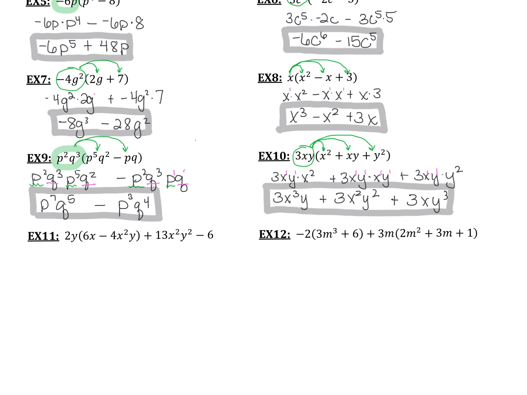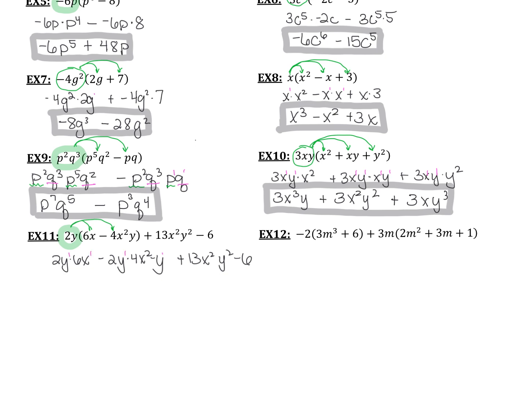All right, example 11. I have a distributing problem that I need to deal with, and it's this 2y. But the trick with this one is that it only goes into the parenthesis terms it touches. I don't add it on to anything else. So I would have 2y times 6x minus 2y times 4x squared minus y. And then I have these other two terms, plus 13x squared y squared and minus 6. I'm not going to mess with those unless by some miracle I can combine like terms.